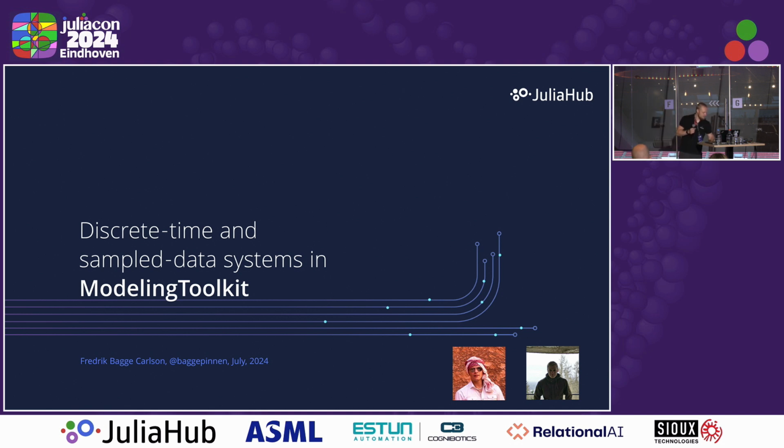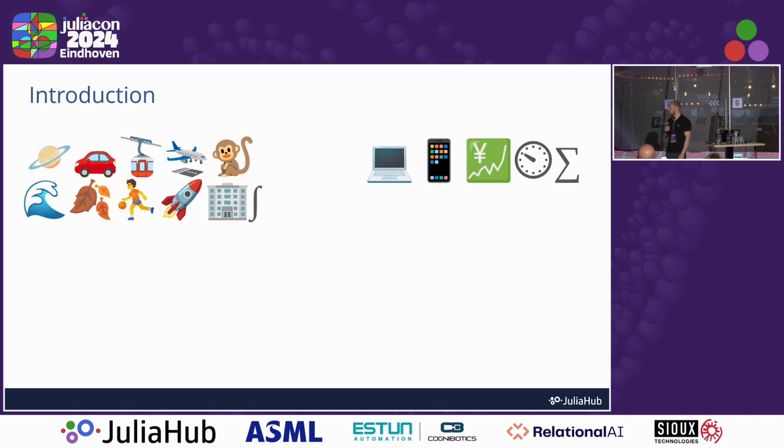All right, so on the screen here I have two groups of emojis. I will try to point. On the left-hand side we have some things that occur in nature. We have a planet, we have a car, we have a funny monkey and so on. And on the right-hand side we have devices mostly. We have a computer, a phone. For the purpose of this talk, these two are the same.